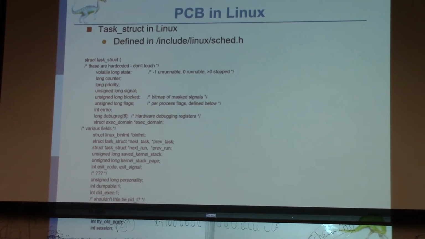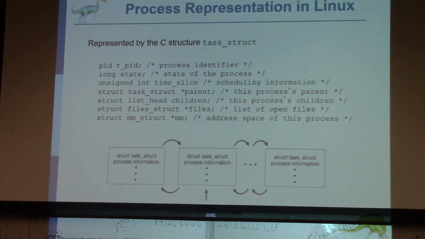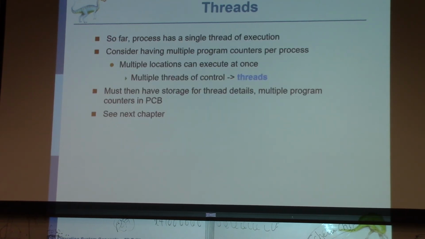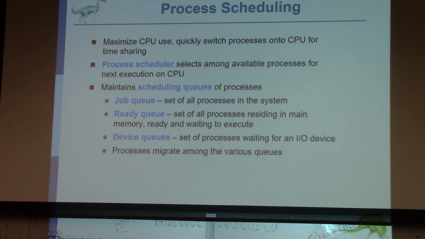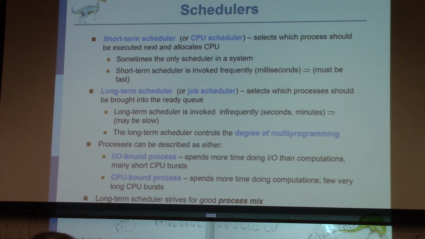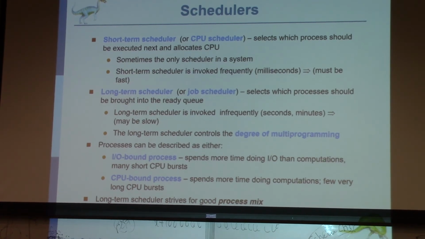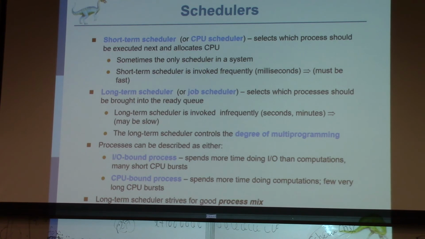Okay, then reduce the CPU load. To do that, we need to talk about the details of threads in chapter 4, next chapter, next week. Then we will continue from the scheduler. It's just an overview of the scheduler. Then it will be discussed in detail in chapter 5.